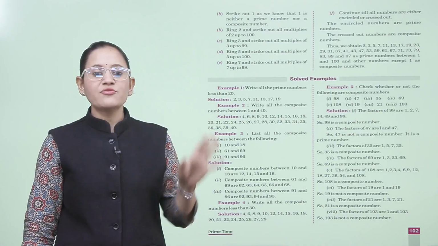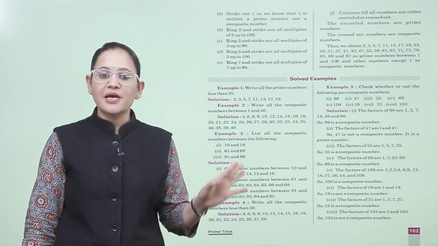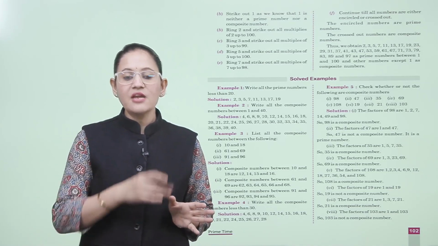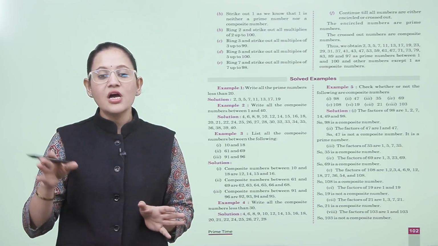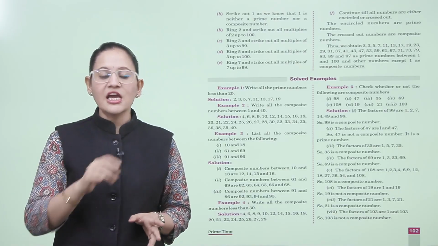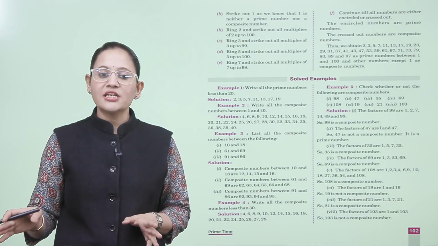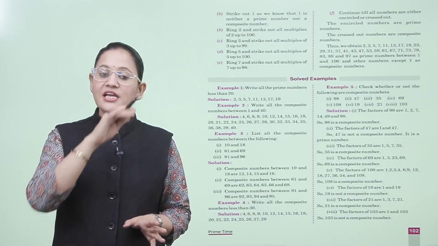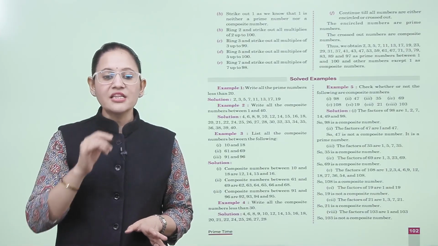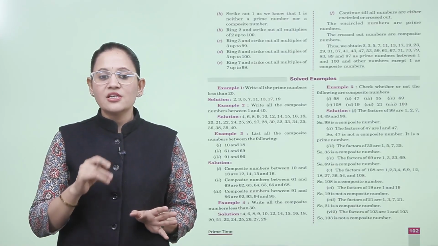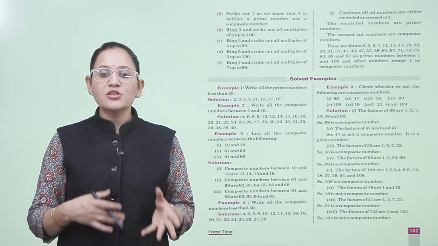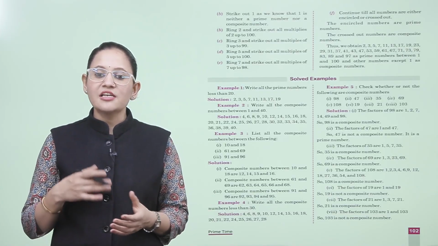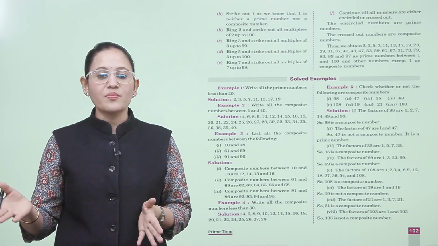So what do we have to do? We strike out 1, as we know 1 is neither prime nor composite. Now we ring 2 because 2 is a prime number, and we strike out all the multiples of 2 up to 100. Now we ring 3 and strike out all the multiples of 3 up to 99. Now we ring 5 and strike out all the multiples of 5. Then we ring 7 and strike out all the multiples of 7. We continue till all the numbers are either encircled or crossed out. All the encircled numbers are prime numbers and the crossed numbers are composite numbers.